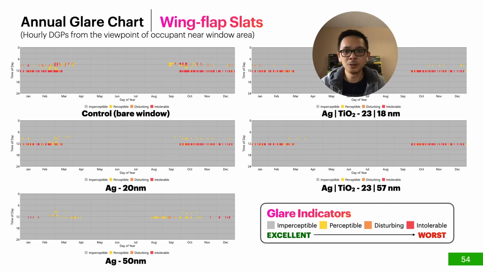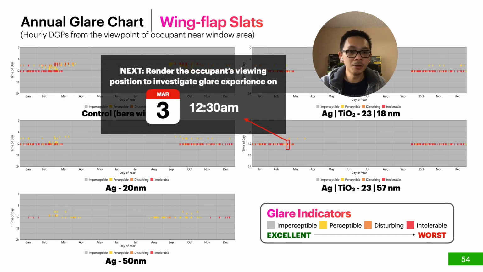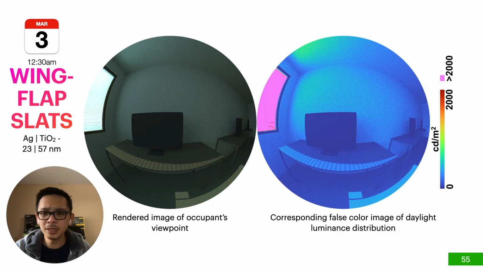Next, we want to investigate how this structure can improve the glare performance. What we can see is that the wing flat slat can reduce the glare occurrence in the indoor space, making it more comfortable, but it cannot reduce the glare in the afternoon, because that's the brightest time of the day. So next, we want to see the glare performance in the afternoon, to see how this structure can help improve it.